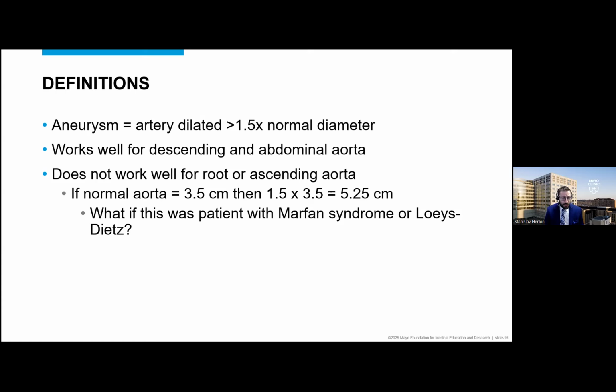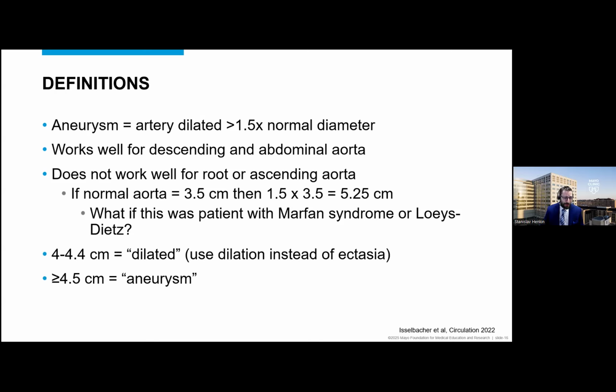But what if this patient had Marfan syndrome or Loeys-Dietz? Is less than 5.25 not considered an aneurysm? So the current guidelines really do take that into account, and they define 4 to 4.4 centimeters as dilated. And I would suggest that in the past we've used the word ectasia, especially in radiology reports, instead of dilated. And ectasia is just a confusing term. I've always found it confusing, honestly. So we should be using the word dilated. And when the size is equal to or more than 4.5 centimeters, then we should be using the word aneurysm. So 4 to 4.4 is dilated, more than 4.5 is aneurysmal.